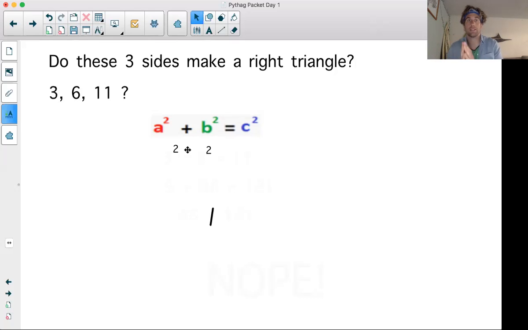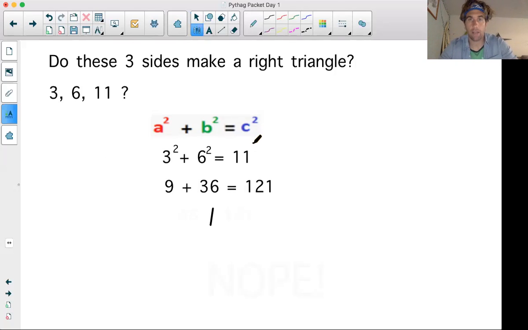Why? Because C is the biggest number, which in retrospect makes it the longest side of the triangle. So then I simply plug it into the Pythagorean theorem. 3 squared, A, B, 6 squared equals C, which is 11 squared. Sorry, got the squared there. Now, when I do 3 squared, I get 9. When I do 6 squared, I get 36. And when I do 11 squared, I get 121.